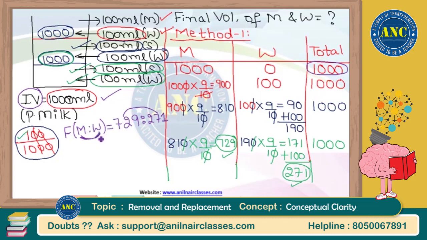In the final ratio, the sum of the two parameters is equal to the initial volume, or it need not always be the initial volume. It can be a multiple of the initial volume as well. That means 729 plus 271 is 1000. Initial volume should be a multiple of 1000. Yes, in this question, the initial volume is 1000, which is a multiple of 1000 itself. I hope this is very, very clear for you.